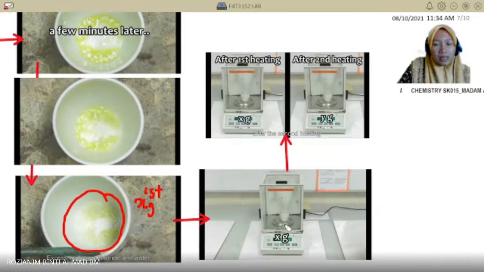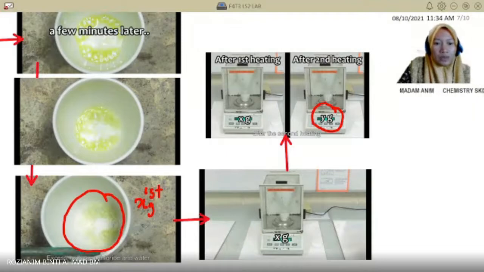Kita panas balik, timbang balik, dan kita tengok the second heating. Is that we can have differences between two data. Target kita, data Y should be less than data X. Sebabnya bila kita buat repetition heating, semestinya hydrogen gas release, water already removed, so means the compound is totally dry.